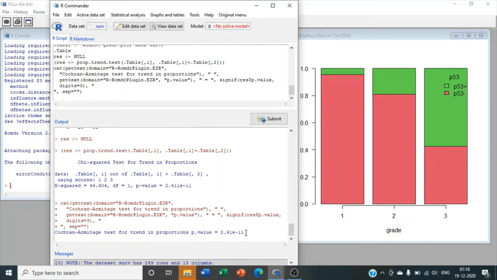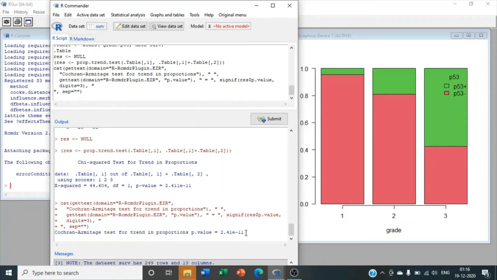For the Cochran-Armitage test, the null hypothesis is there is no trend. That null hypothesis of no trend is rejected over here. The Cochran-Armitage test is an appropriate test when you are comparing a dichotomous variable with an ordered categorical variable.